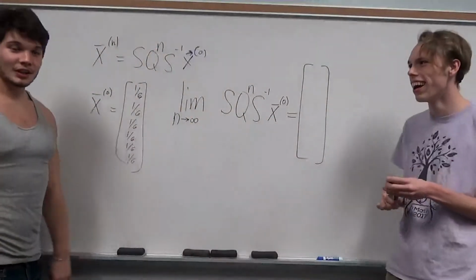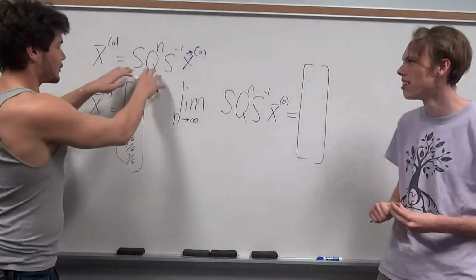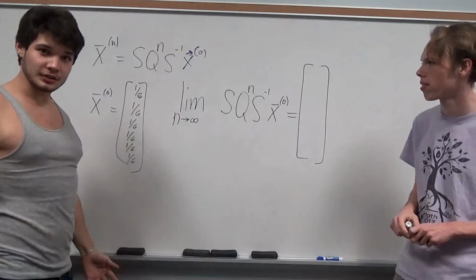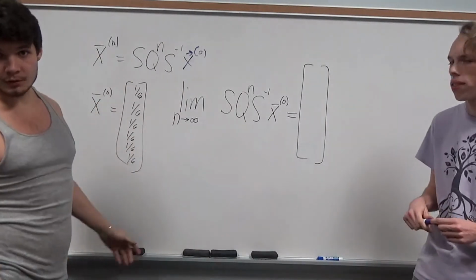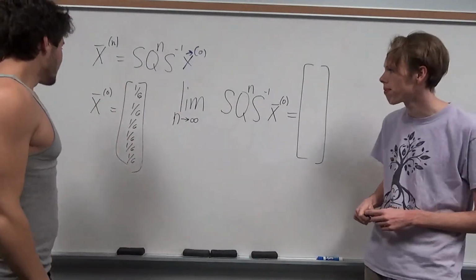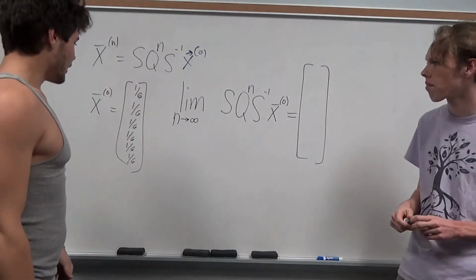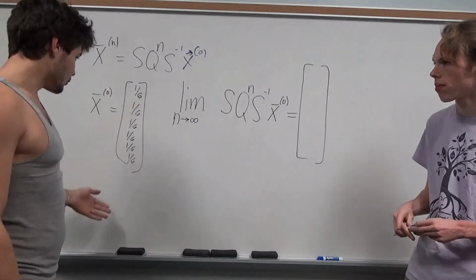Okay, so we got this, we raised Q to the nth power. Our initial conditions, I just said let's do an even distribution, that seems plausible. So 1/6 everywhere all down the line. Remember, it's a probability, so it has to add up to 1.